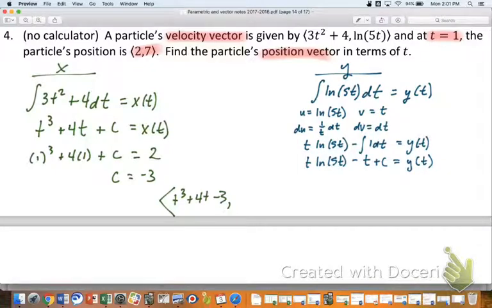So I kind of snuck one in on you here. You had to use parts, and you had to do kind of the challenging version of parts to do this. The way you find the c is simply to use what we did before. We know when t is 1, position is 7. So 7 equals 1 natural log of 5 minus 1 plus c. So it looks like c is the lovely 8 minus natural log of 5.